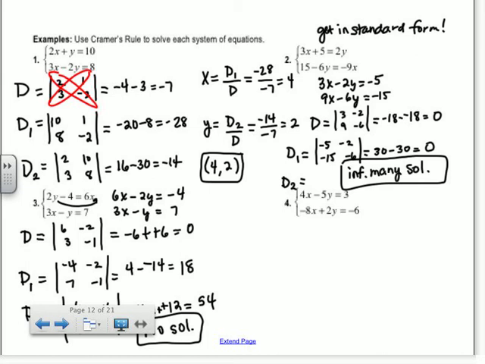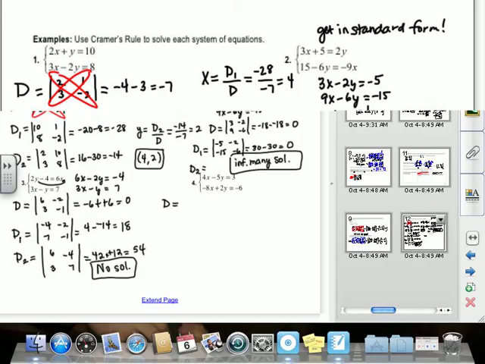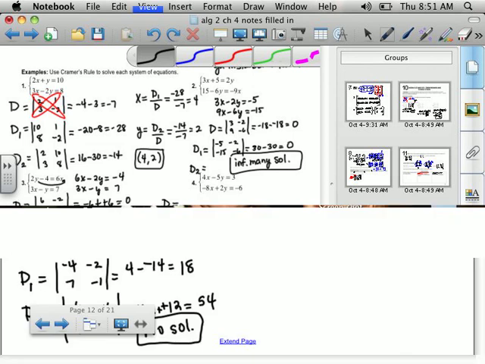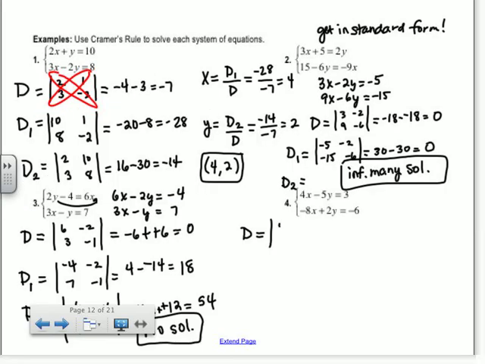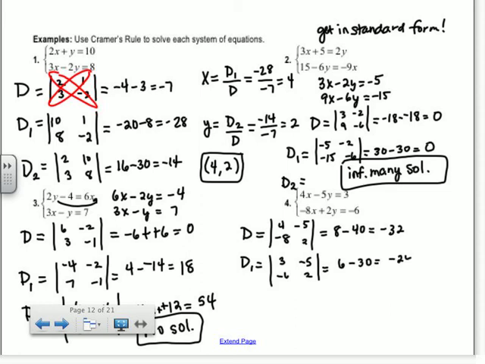So if I have d, d is going to be 4, negative 5, negative 8, 2. So I get 8 minus 40. So you should get negative 32. d1, replace that first column with the other numbers, 3, negative 6. And then my second column is the same as what it was before. So I get 6 minus 30. So negative 24.